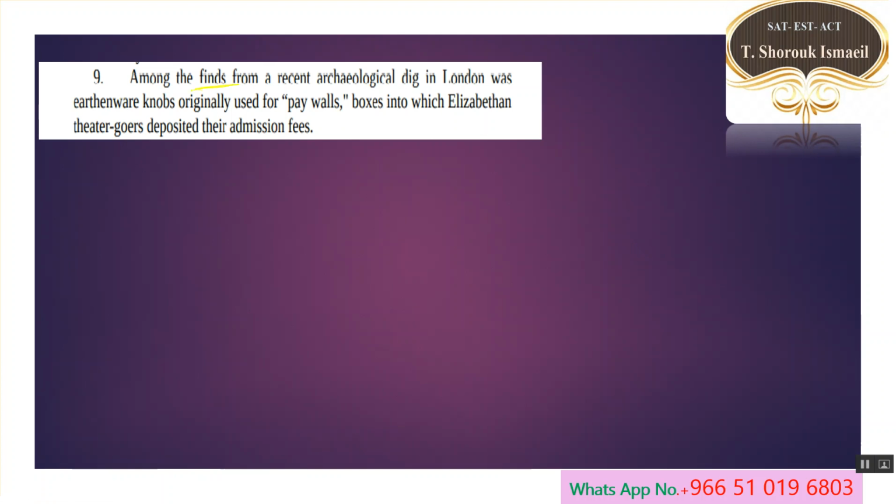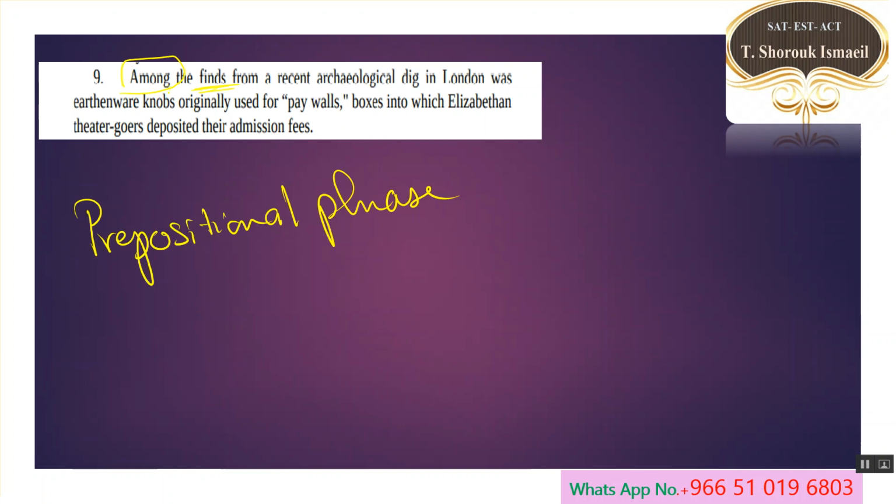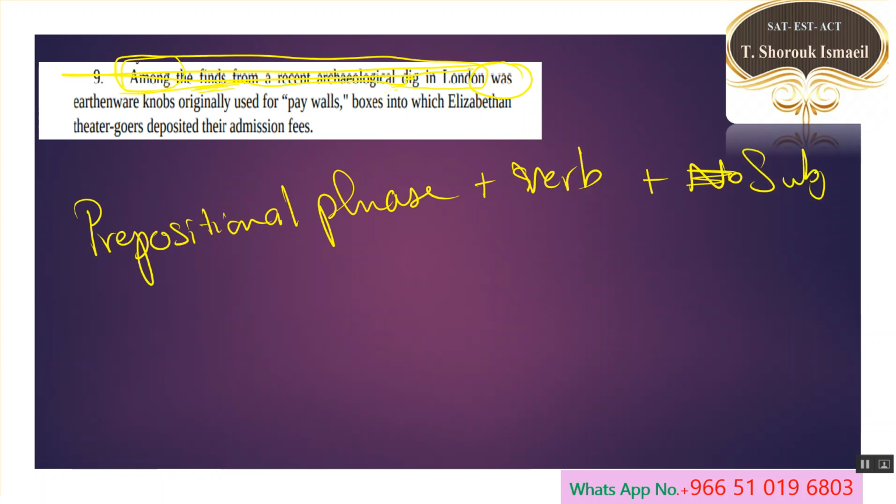Among the finds. Finds here means the results. Okay? Among is a preposition. So I have here a prepositional phrase. Among the finds from a recent archaeological dig in London, all of this is a prepositional phrase. I need to stop, slow, cross it out. Here I find my verb, so the structure goes like this. A prepositional phrase plus verb plus a noun or a subject.